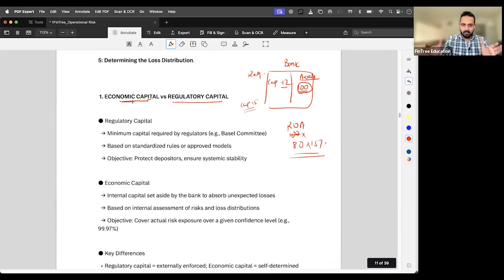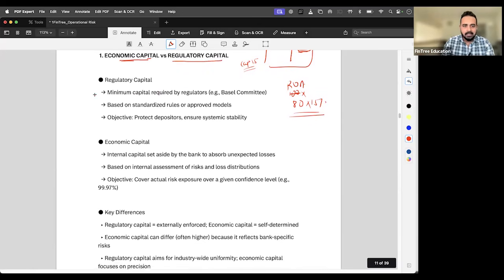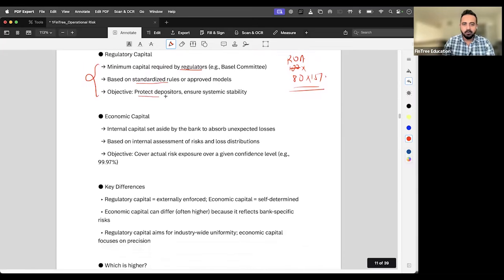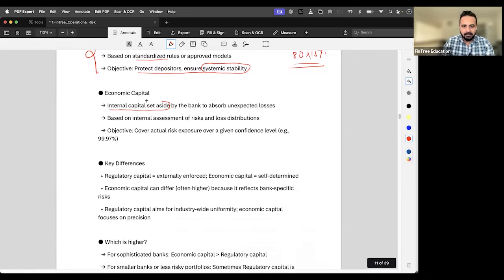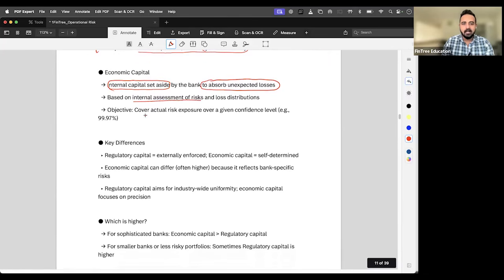So we have two elements: regulatory capital and economic capital. Now let's understand the difference between the two. Regulatory capital is required by the regulators based on certain rules. The objective is to protect the depositors and ensure systemic stability. Economic capital is internal capital set aside by the bank to take care of unexpected losses. This is based on internal assessment of risk, and the objective is to cover actual risk exposure.